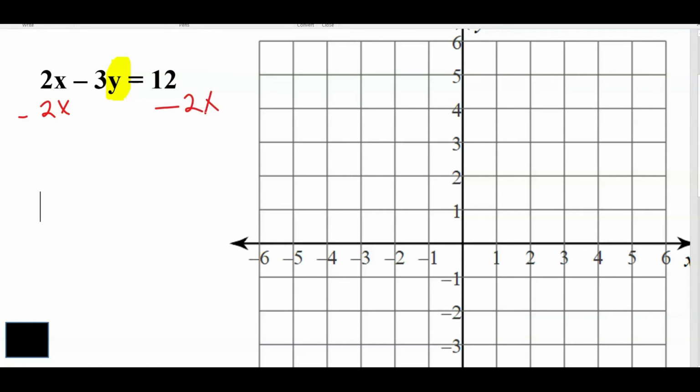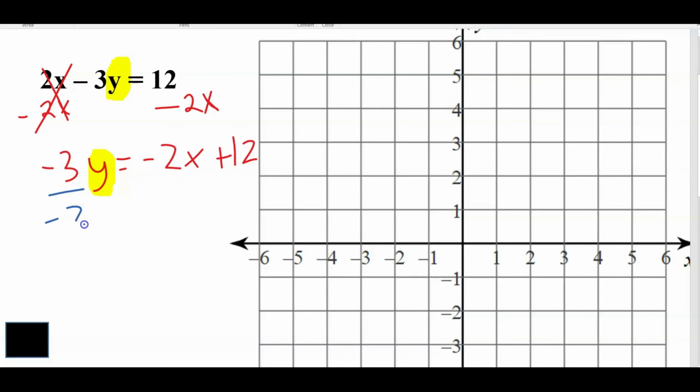Those are not like terms. So they cancel on this side, and I'm left with negative 3y equals negative 2x. I'm subtracting that 2x. And I still have the positive 12. I still have that y-intercept over there. But now I have to get rid of this negative 3 that's still in front of the y, because like I said, I want y by itself.